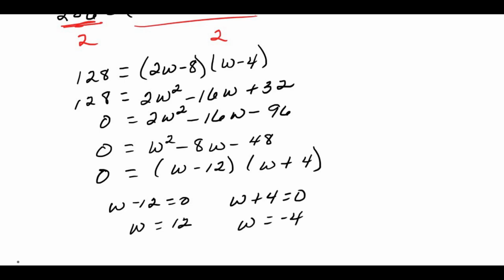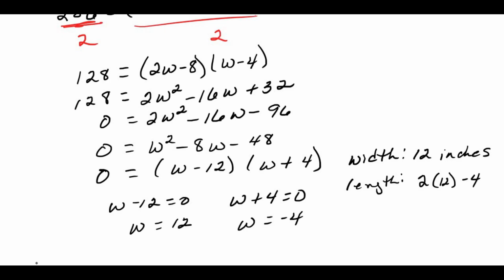So here I have 2 answers for W, 12 and negative 4. But remember that W is supposed to be the width of my original piece of sheet metal, and a width cannot be a negative number. So I know my width has to be 12. Okay, so once I have the width being 12 inches, I'm not quite done because I'm supposed to find the length and the width of the original piece of sheet metal. And the length is going to be 2W minus 4, or 2 times 12 minus 4. And so that is going to be 20 inches.